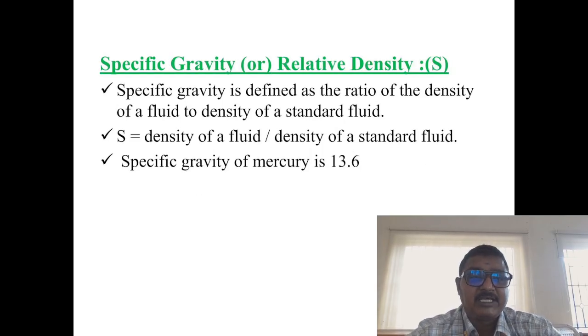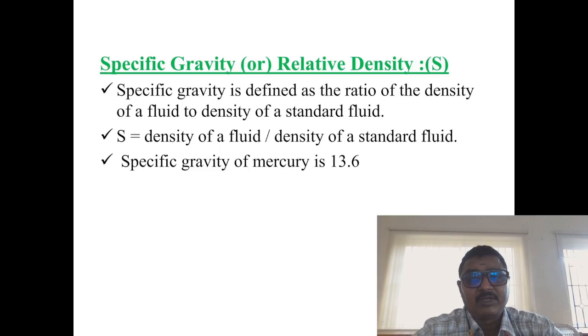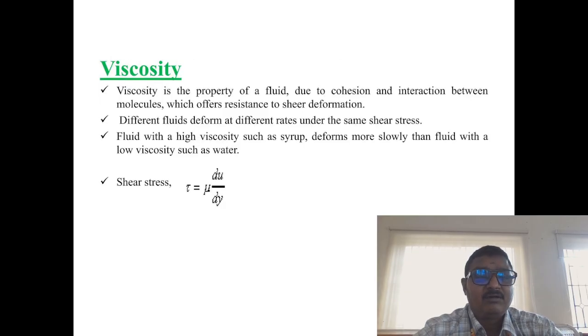Next the property is specific gravity or relative density. Specific gravity is defined as the ratio of density of fluid to the density of a standard fluid. Here the standard fluid is taken as water. It is denoted by S. S is equal to density of fluid divided by density of standard fluid. Then density of fluid is equal to S into density of standard fluid. So this is the formula.